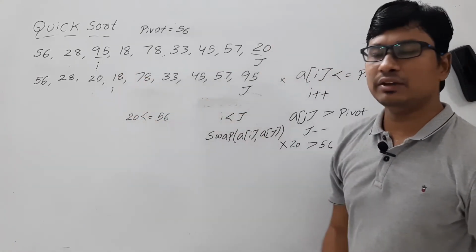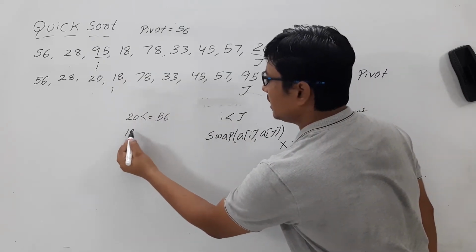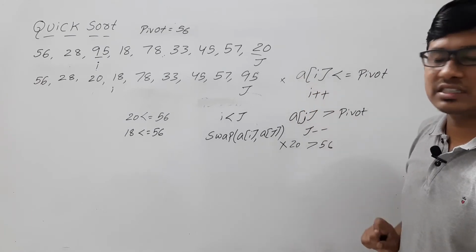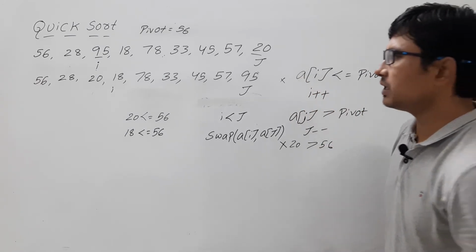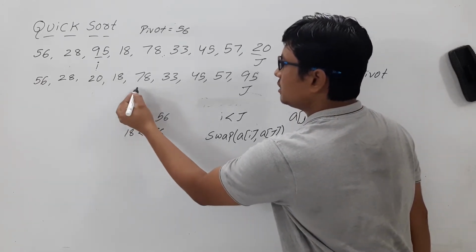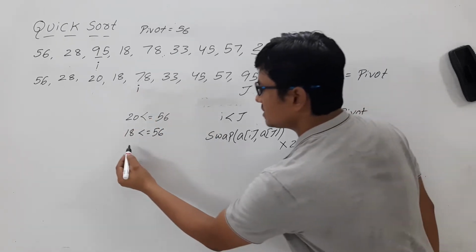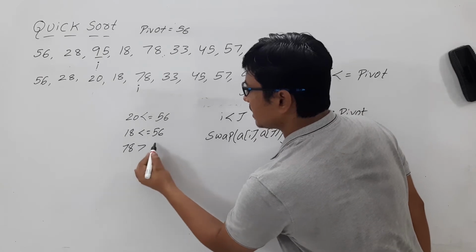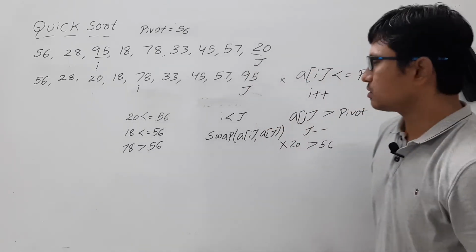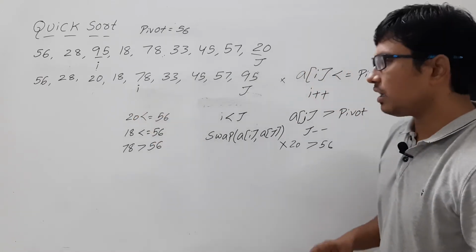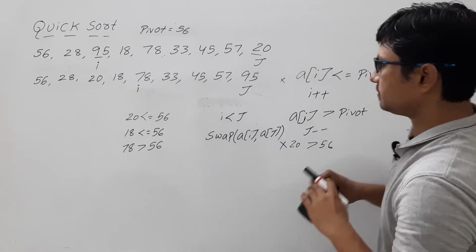What is the A of I value? It is 18. 18 is less than or equal to 56. So again the condition is satisfied, and I need to increment the I value. So now I is pointing here. Now what is the A of I value? 78. 78 is greater than 56. So this condition is not satisfied, so I will not increment the I value. Is it clear?